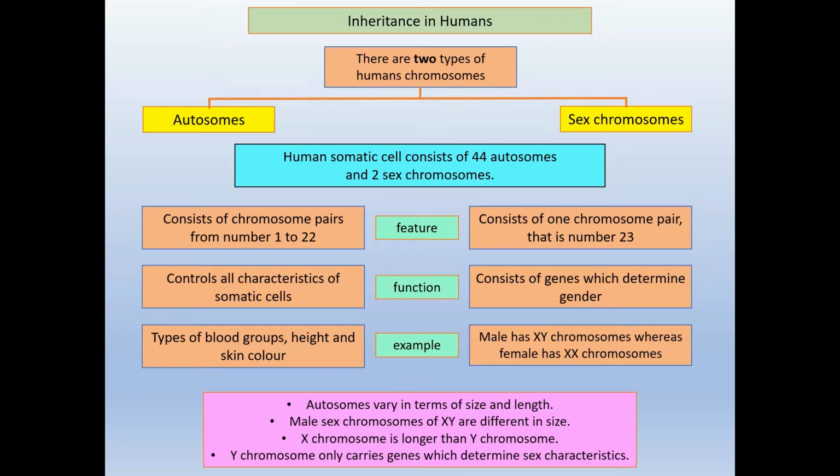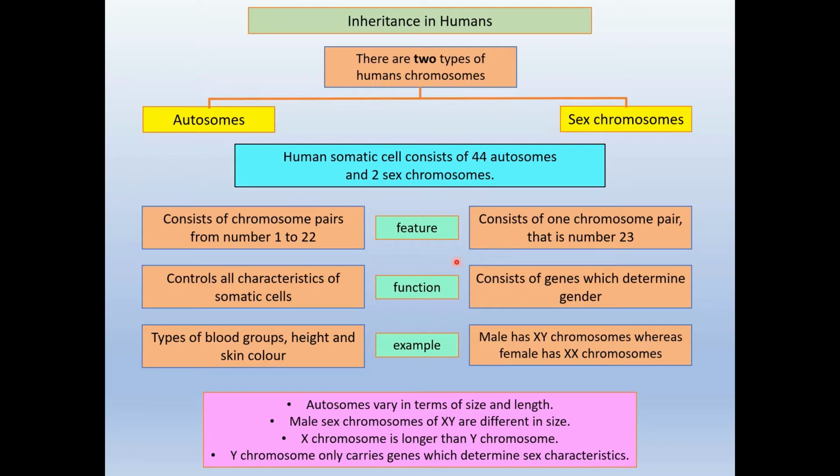Inheritance in humans. There are two types of human chromosome, namely autosome and sex chromosome. Human somatic cell consists of 44 autosomes and 2 sex chromosomes. Here are the comparisons between autosome and sex chromosomes. Based on feature, autosome consists of chromosome pairs from number 1 to 22, whereas sex chromosome consists of one chromosome pair, that is number 23.